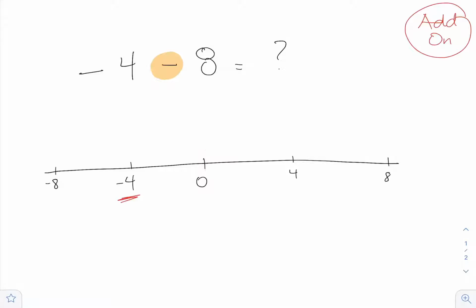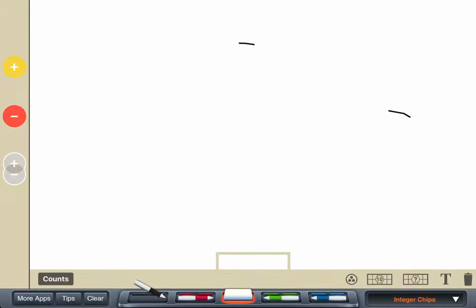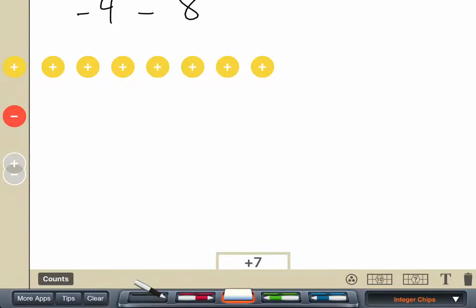What we could do in one long stroke is we add negative 12. And that's how you subtract integers, by adding on. How do we do this with number chips? Well, let's take this example, negative 4 minus 8. If we start off with 8 chips, 3, 4, 5, 6, 7, 8.